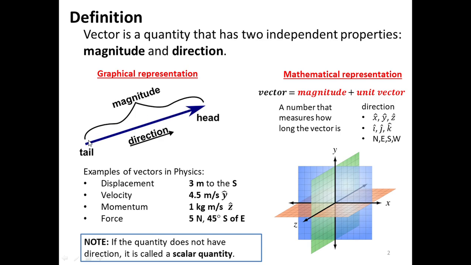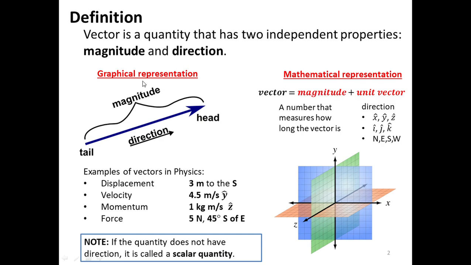The length of this arrow should represent the magnitude, or how long or how strong the vector is. And of course, the vector head should always point to the direction of the vector. So say for example, if the vector is going to the positive x-axis, then this arrowhead should be pointing to the positive x-axis.